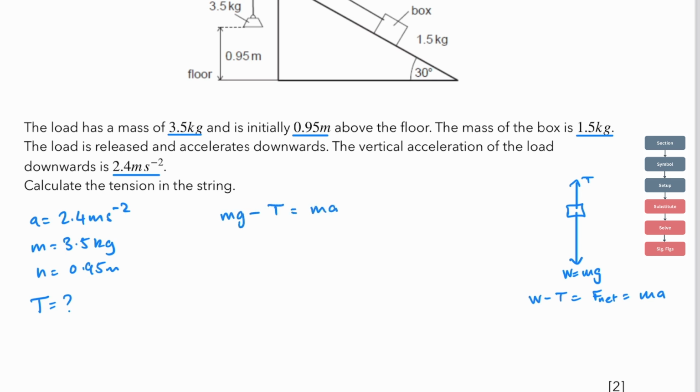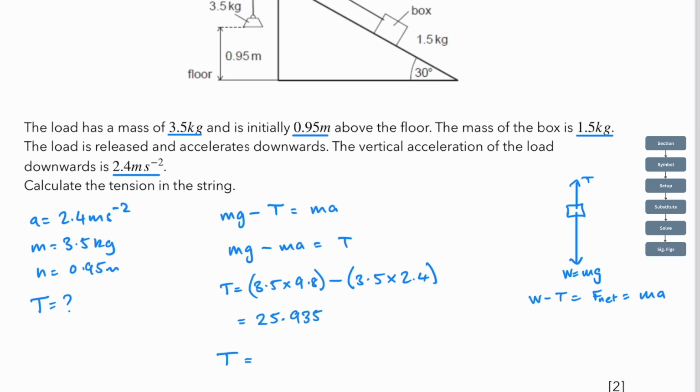And we're going to rearrange it for T. So mg minus ma equals T. I've just swapped those two parts around in the equation. So tension is equal to mg, which is 3.5 times 9.8, minus ma, which is 3.5 times 2.4. Substitute in the data, and now we're going to solve. So 25.9 35. And we're going to give it to the correct amount of significant figures. T is equal to 26 newtons.